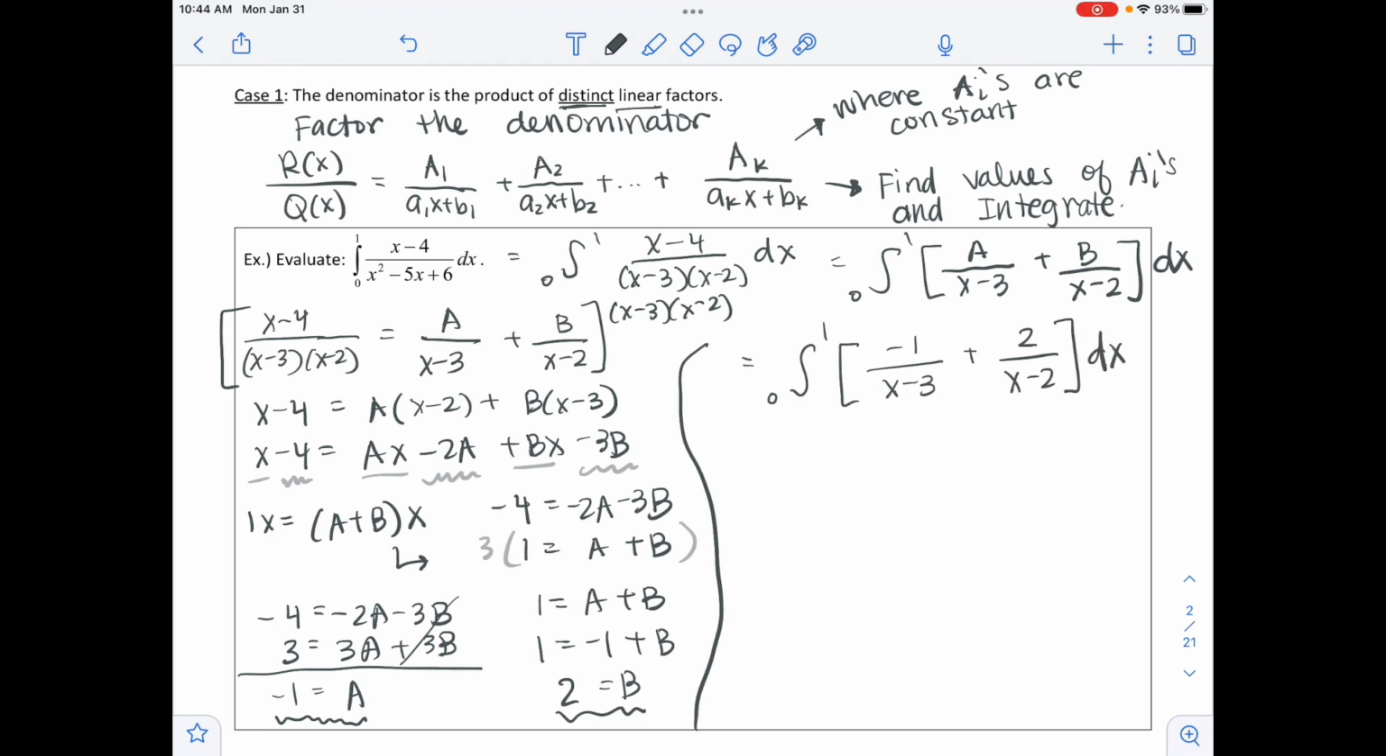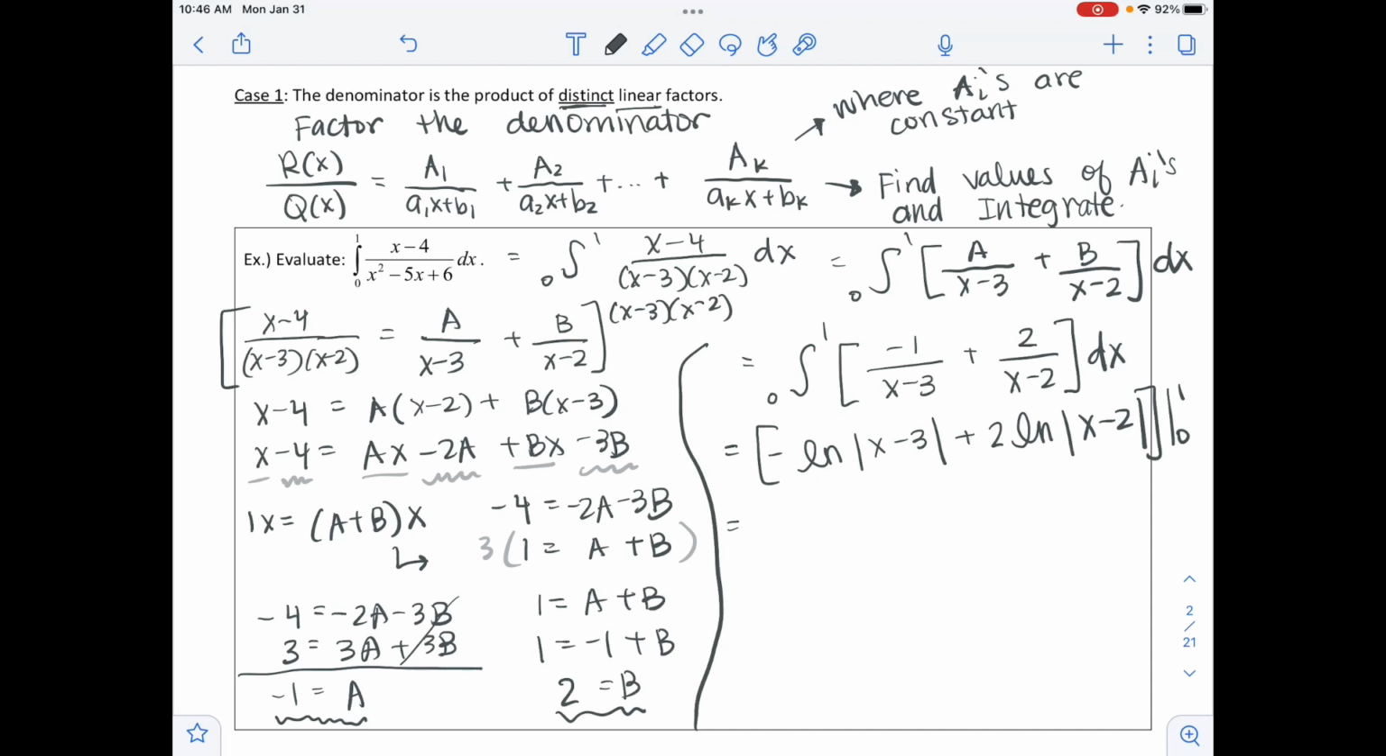And then dx. And then we're able to integrate this. Again, instead of using the u substitution for this, I'm just going to use that formula that we wrote down. And so we have negative 1 times the natural log of the absolute value of x minus 3, plus 2 times the natural log of the absolute value of x minus 2. I'm not putting a plus c since we are evaluating this from 0 to 1. It's a definite integral, so evaluating from 0 to 1.